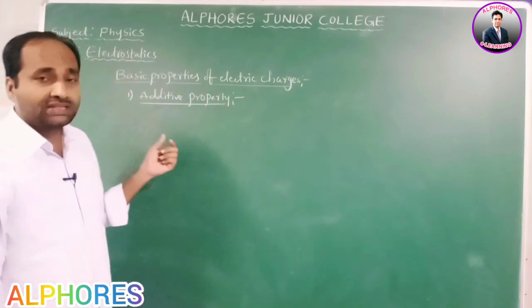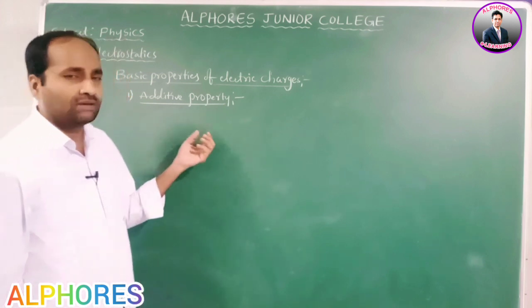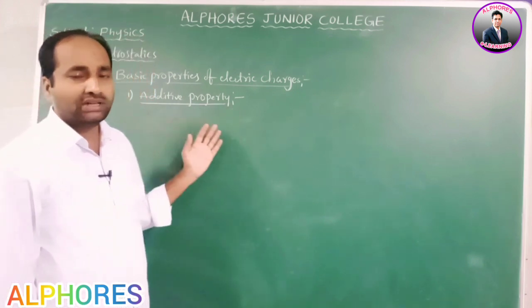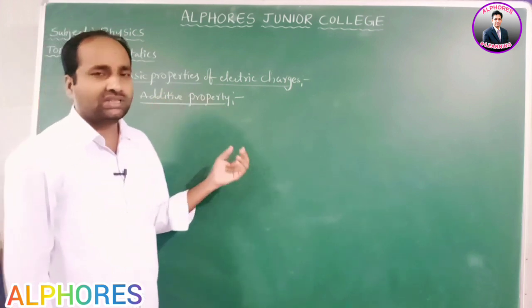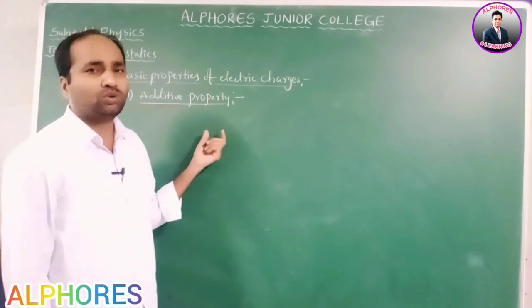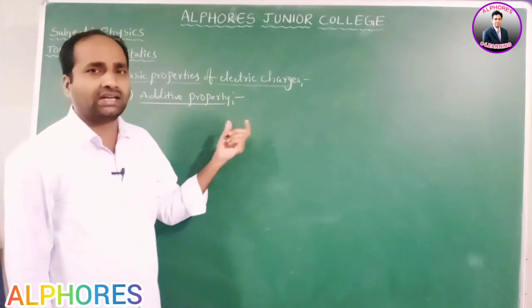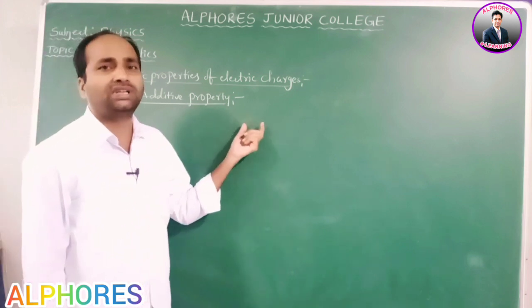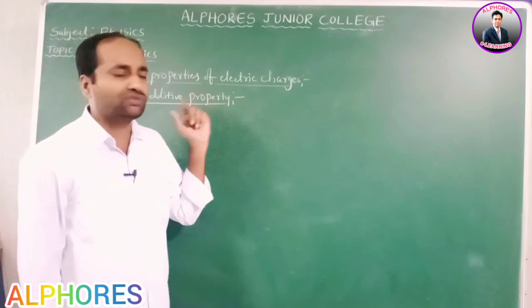If a system contains a number of charged particles, some of them positive and some of them negative, what does additive property mean? It gives the total charge of the system. The total charge of the system of interacting particles is taken as the algebraic sum of the individual charges.